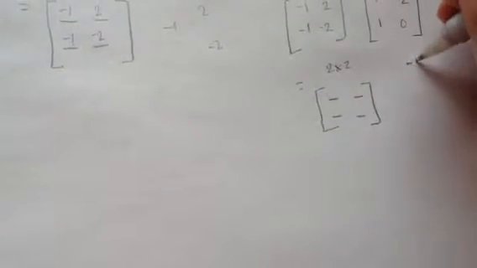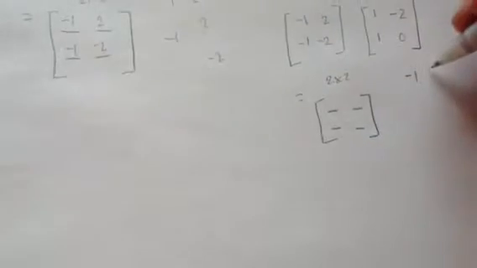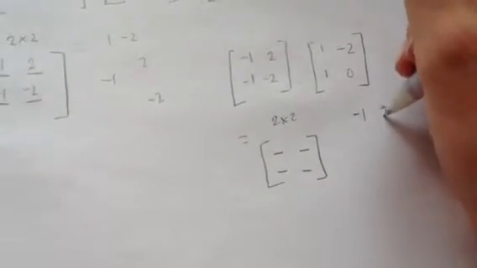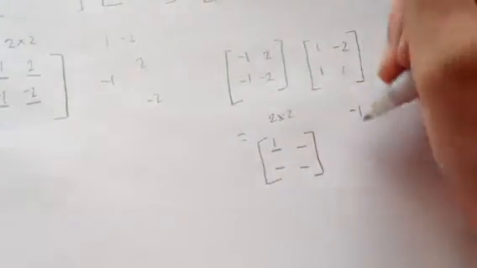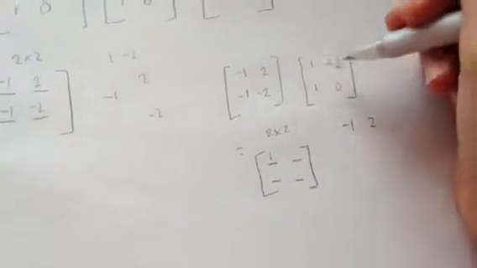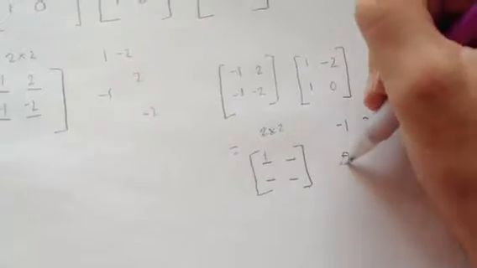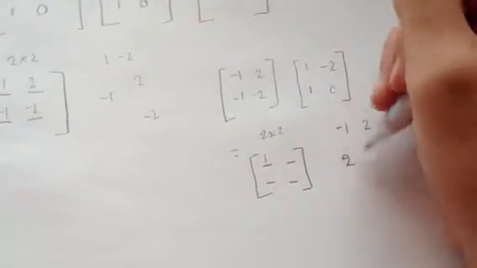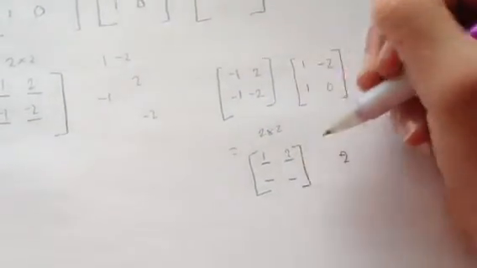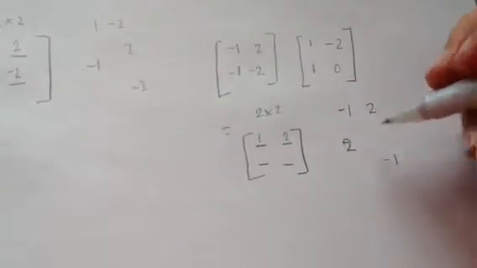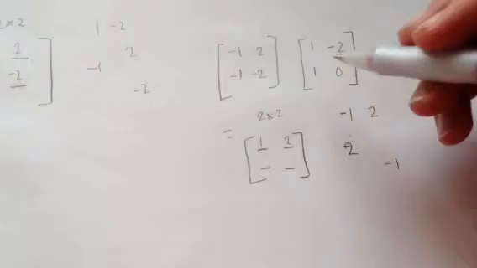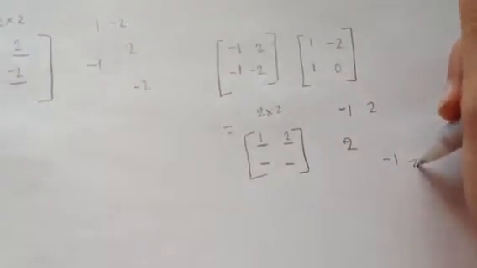Alright, so -1 times 1 is -1. 2 times 1 is 2. So that equals 1. Then -1 times -2 is 2. 2 times 0 is 0, so 2. -1 times 1, -1. -2 times 1 is -2, so that's -3.